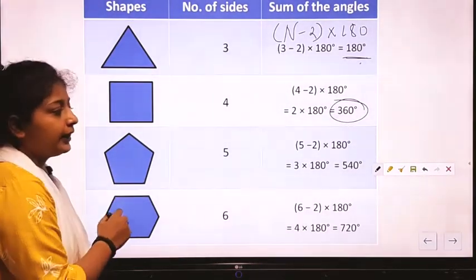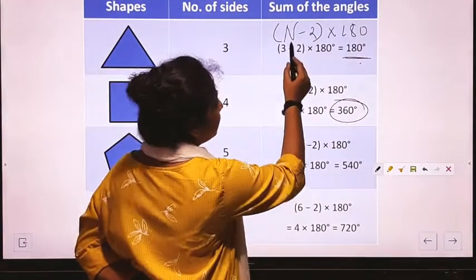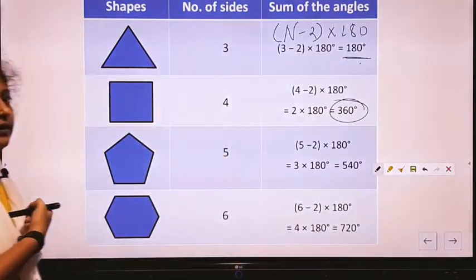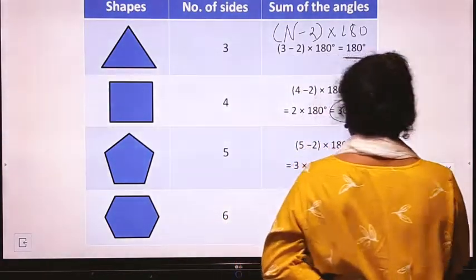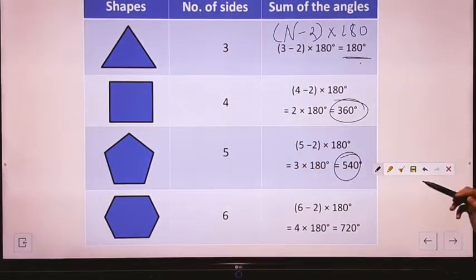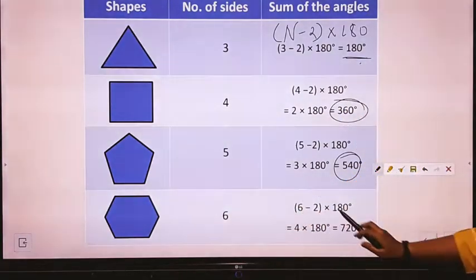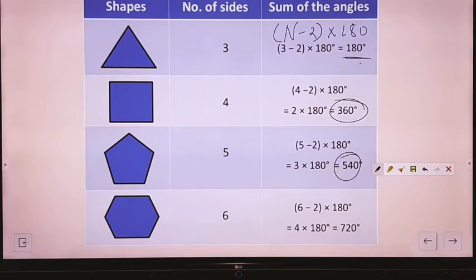Next we have a pentagon. So here we can keep the value of n as 5. 5 minus 2 into 180 gives us 3 into 180, which equals 540. This implies the sum of the angles of a pentagon is equal to 540. Similarly, the sum of the angles of a hexagon is equal to 720. We can find out the sum of the interior angles of any polygon as long as we know how many sides the polygon has.